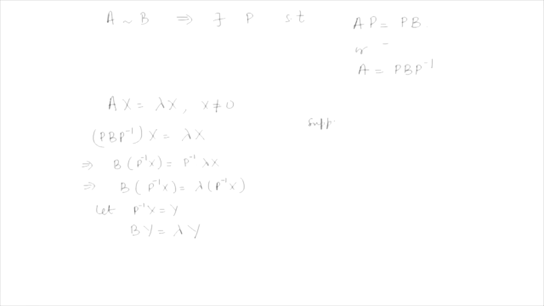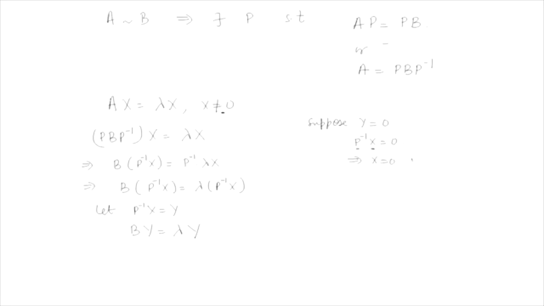Suppose y is equal to 0, we can prove this by contradiction. If y is equal to 0, that means P inverse x equals 0. Now x is not equal to 0 because it is an eigenvector, and this matrix is invertible. This is a system of linear equations, okay. And a system of linear equations with an invertible matrix has only the unique solution, which is x equal to 0, but x is not equal to 0. So it is a contradiction, because from here it implies that x equals 0, which contradicts that x is not equal to 0. Hence, y is not equal to 0.